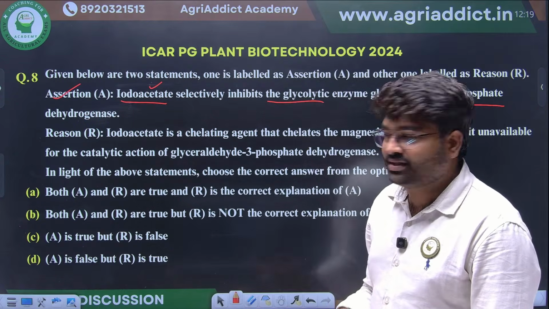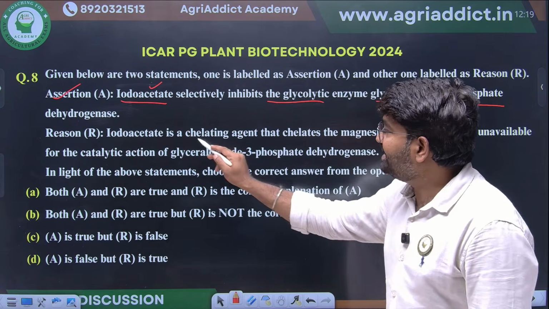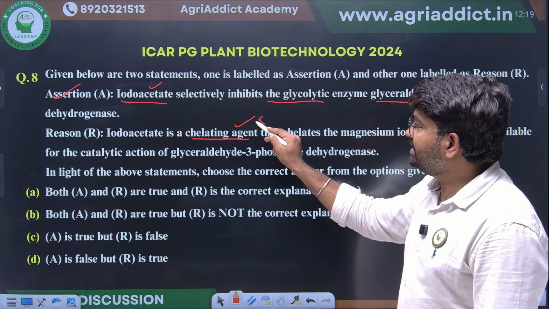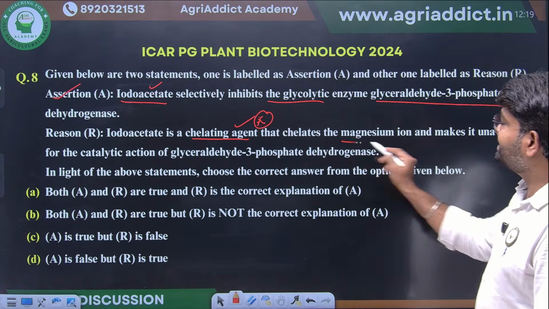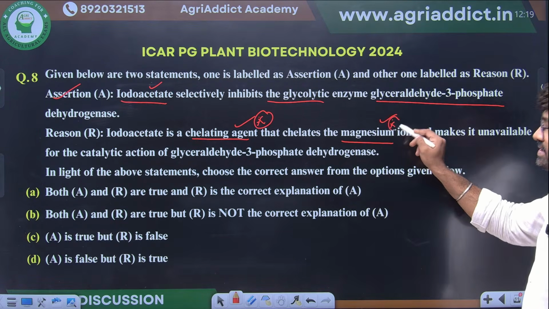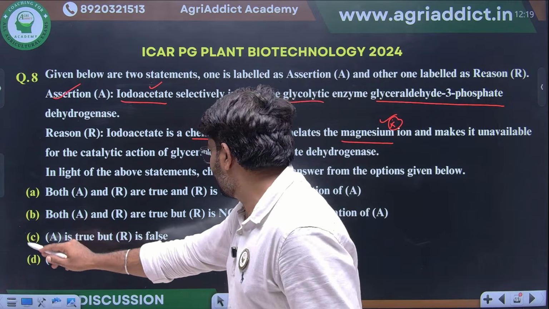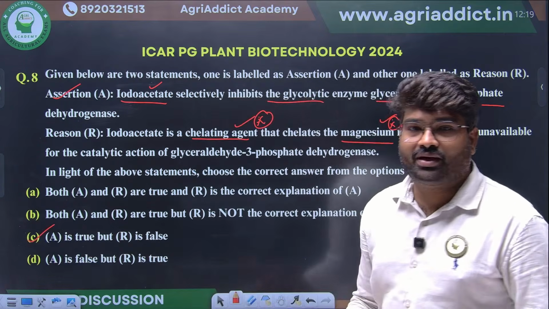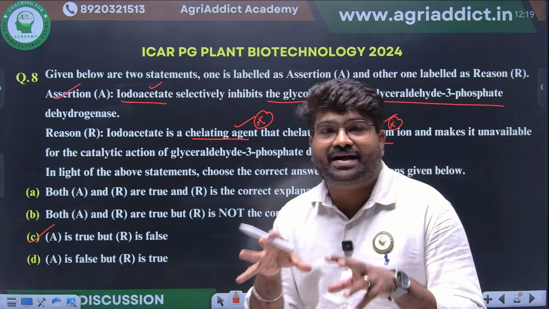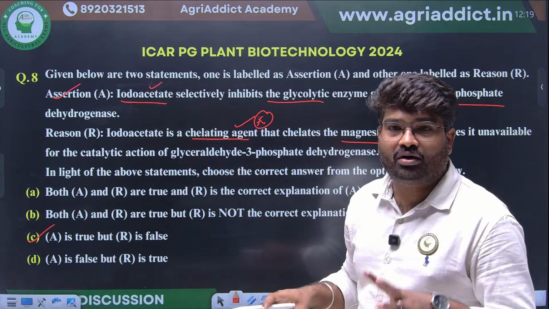Yes, we have seen. But is iodoacetate a chelating agent? No, it is not a chelating agent that chelates the magnesium ion. This is not a chelating agent. So the right option is what? A is true, but R is false. What is the exact mechanism of this iodoacetate? What will it do?